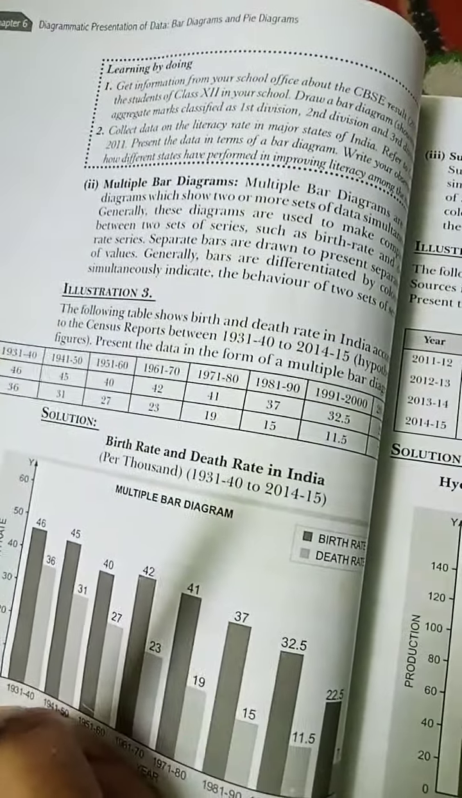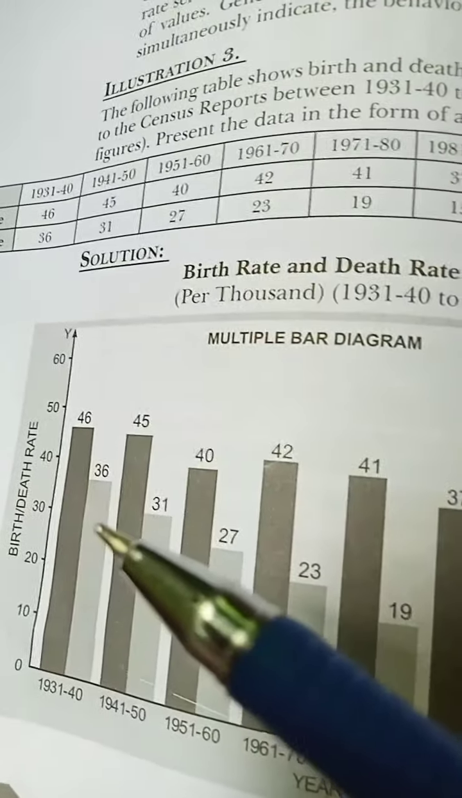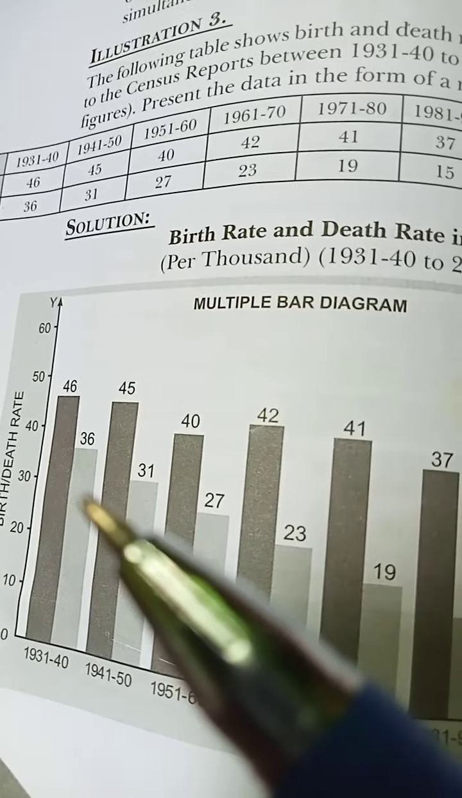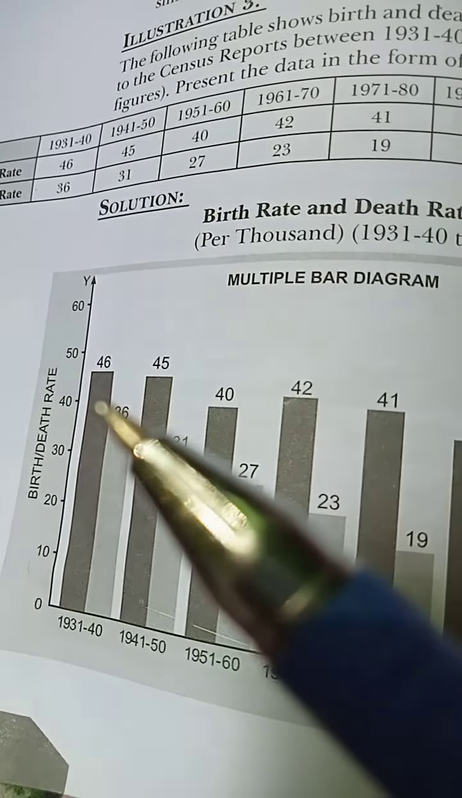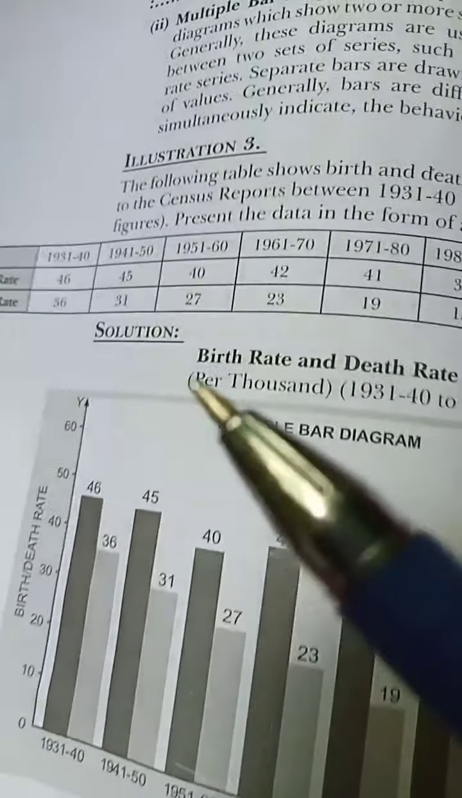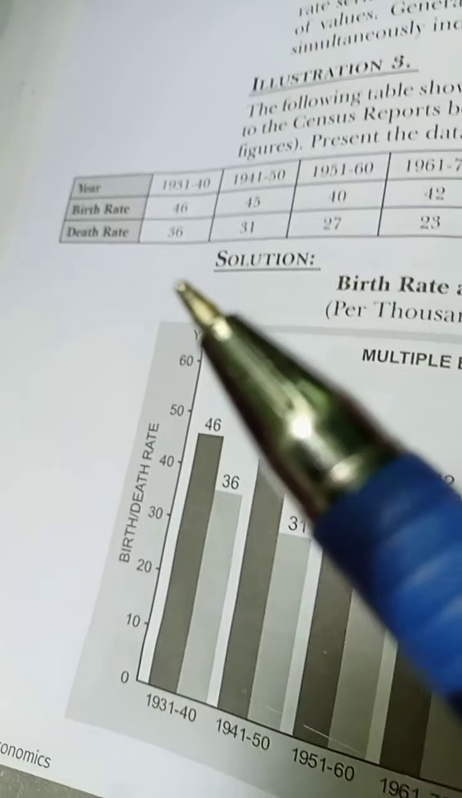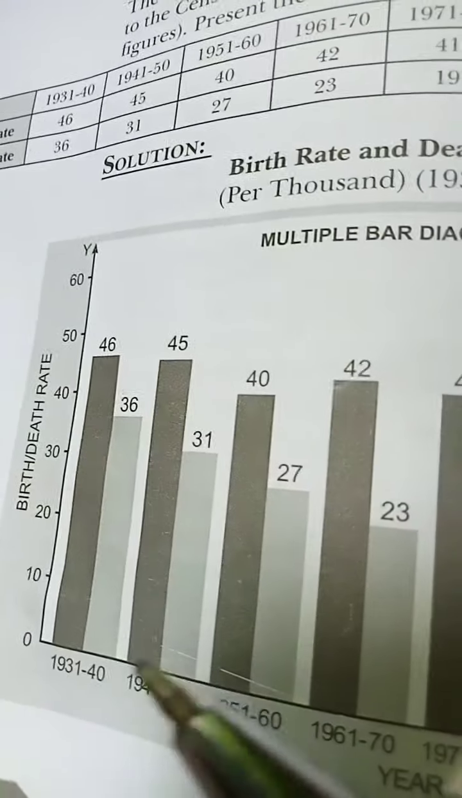Number 2 is multiple bar diagram. Here it is multiple bar diagram. Here these are the two types of bars. See here, one is shaded and another is unshaded. The shaded portion shows one data and the unshaded portion shows another data. That is, see here, this is birth rate and this is death rate. It is for comparison.